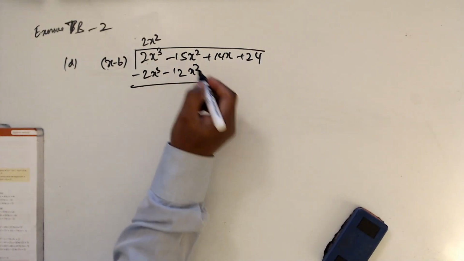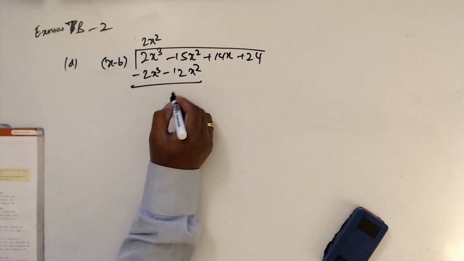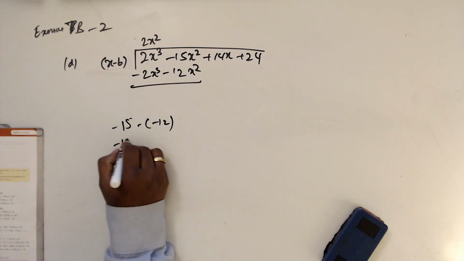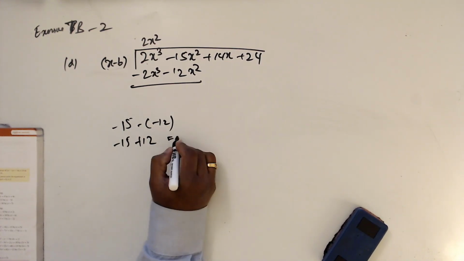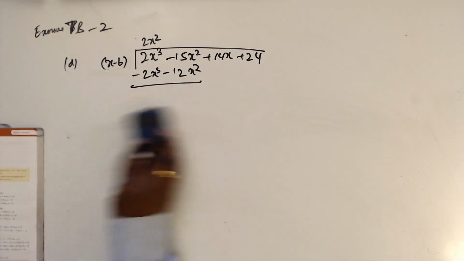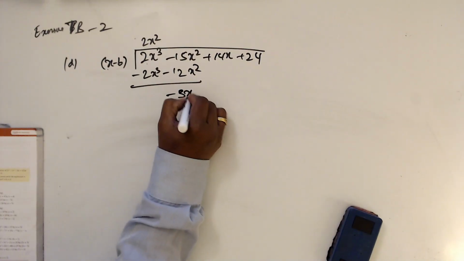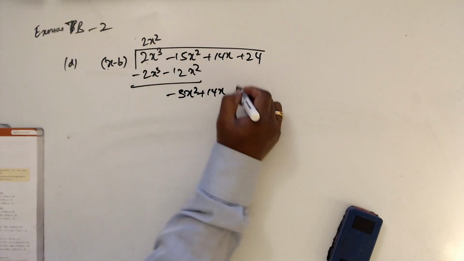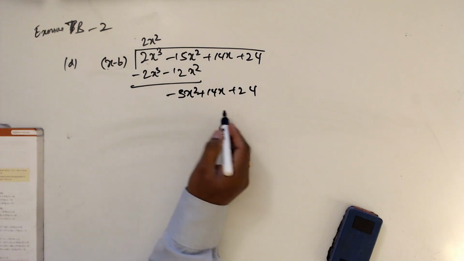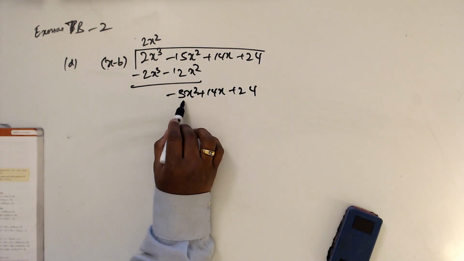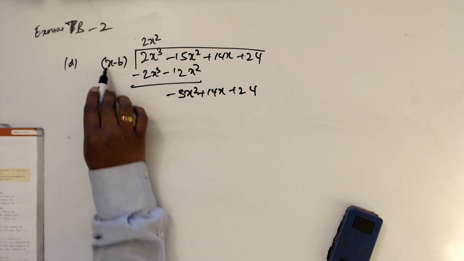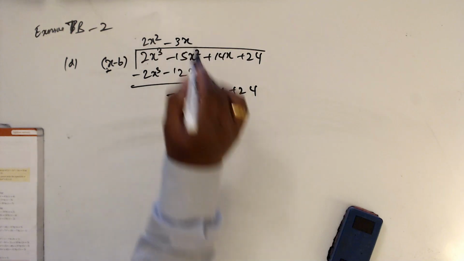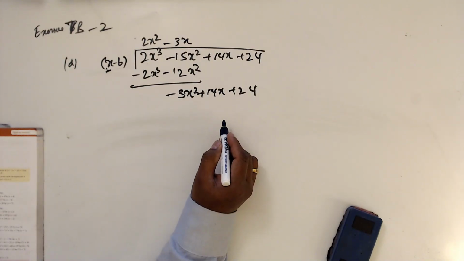Then we have to minus those two. So this cancels out. This is going to be minus 15 plus 12, which is minus 3. Minus 3x square plus 14x and plus 24. Now, how many x goes to minus 3x square? It is going to be minus 3x.